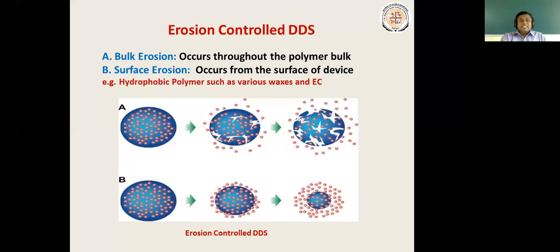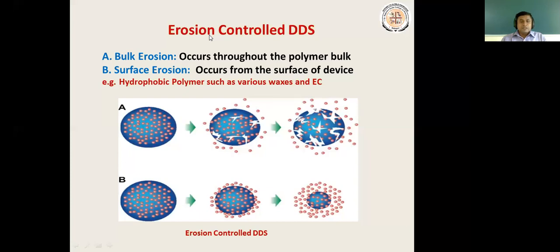Then another type of rate programmed controlled drug delivery system is the erosion controlled drug delivery system. So what is the actual meaning of erosion? Erosion is nothing but polymer degradation or polymer disintegration. This is the physical disintegration of the polymers.